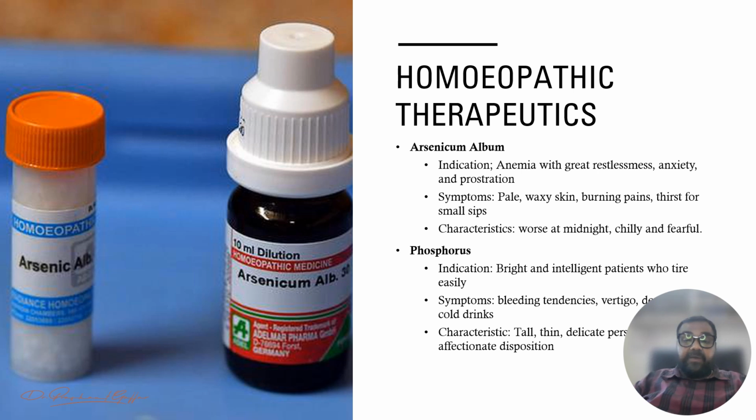So arsenicum album, anemia with the great restlessness, anxiety and the prostration. And the symptoms are the pale, waxy skin, burning pain, and the thirst for the small sip. And the characteristic are the worse at the midnight and the chilly and the fearful. Other drug, that is the phosphorus.